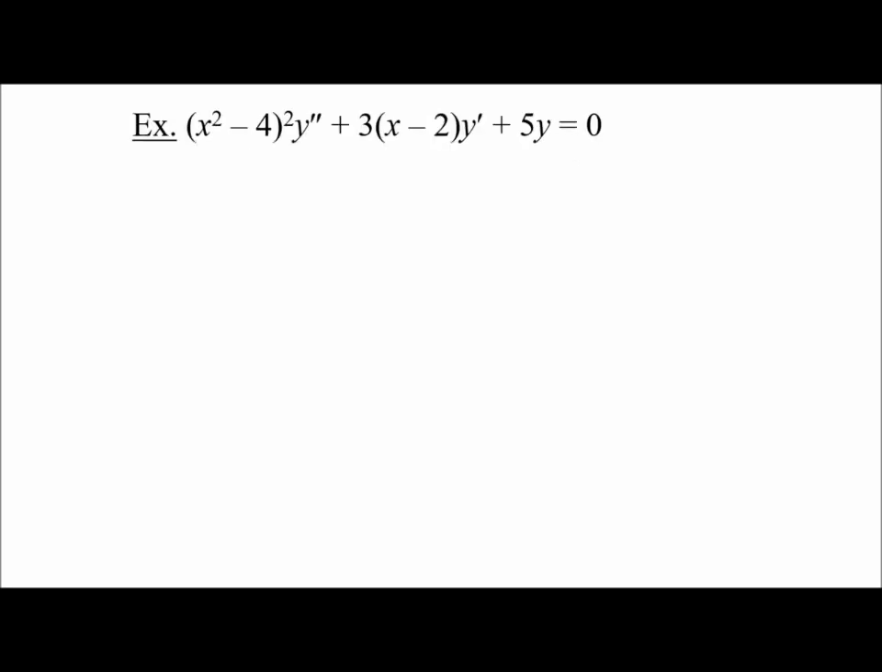Let's consider this problem here: x squared minus 4 quantity squared, y double prime, and so on. By the way, there are no directions on this problem. We are going to do two things. We're going to identify all of the singular points, and then classify them as either regular or irregular. To do that, first we need to divide by the lead coefficient. So I'm going to divide each term by x squared minus 4 squared.